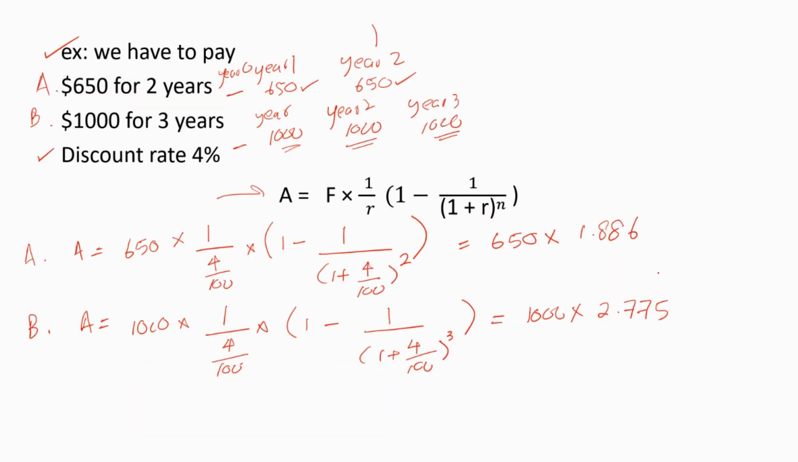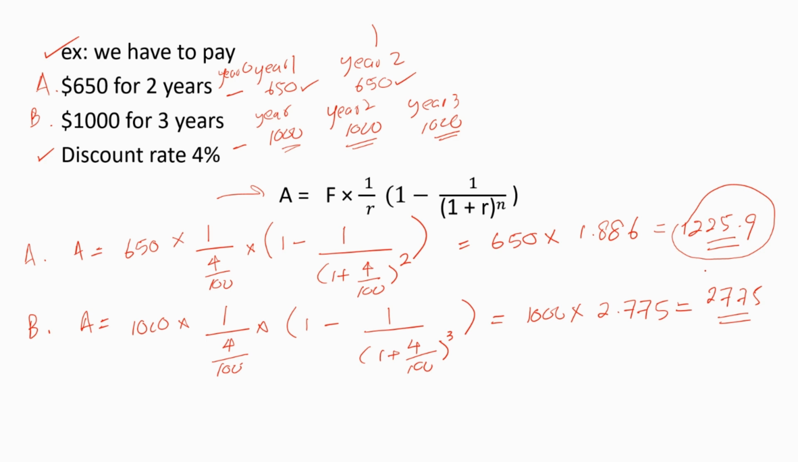Now let's calculate the annuities for each option. So these are the annuities for option A and option B. So if you have to select one option between the option A and B, what would you select? We are going to pay this amount. These are the present values. So we select the option A because this is the lowest present value.